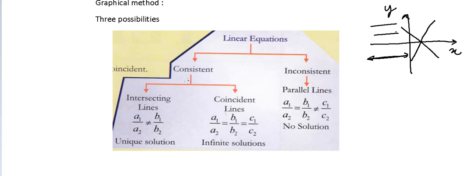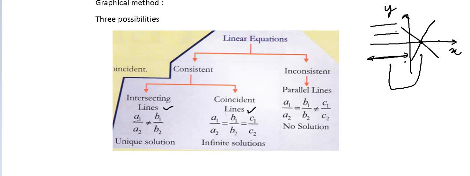So a linear equation can be consistent or inconsistent. The consistent ones are those in which you have intersecting lines and coincident lines. And the last is the parallel lines, that is inconsistent. You will not get any common solution. In coincident lines all the solutions are common, right? So there will be an infinite number of solutions, and there is only one unique solution for intersecting lines. And for parallel lines you have no solution.